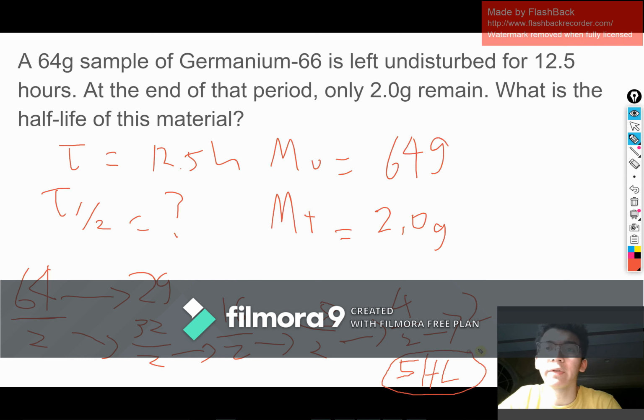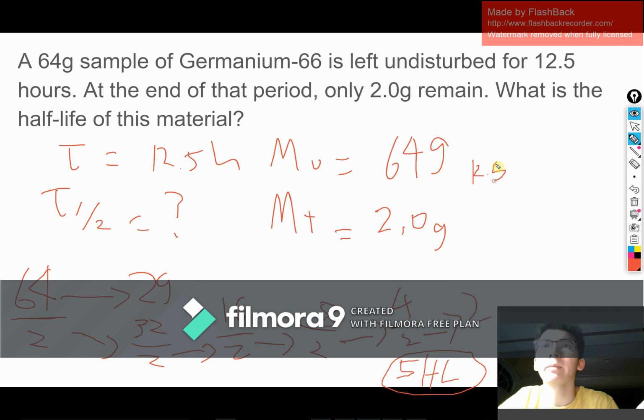Now we know how many half-lives there are, and we know that in total, the 5 half-lives happened over a period of 12.5 hours. So then we can calculate how long each half-life is. It's kind of going opposite from the last question. This is really the only place where this question is different from the previous one, so you've got to be careful there.